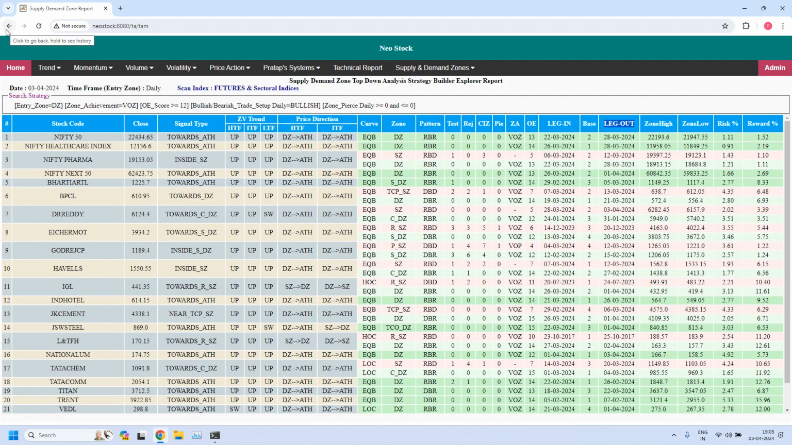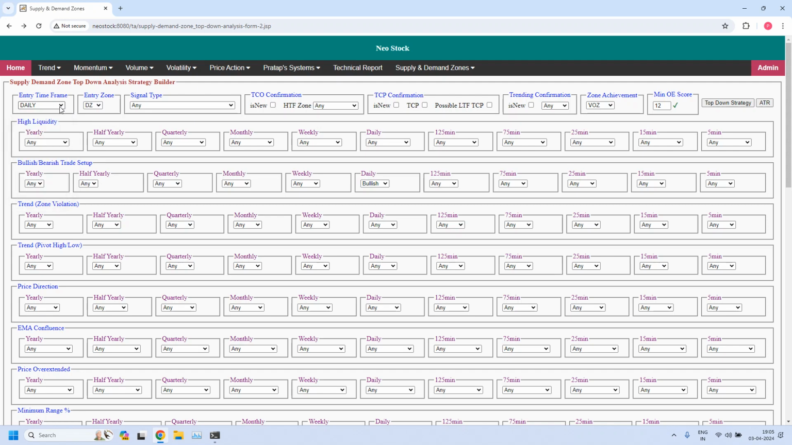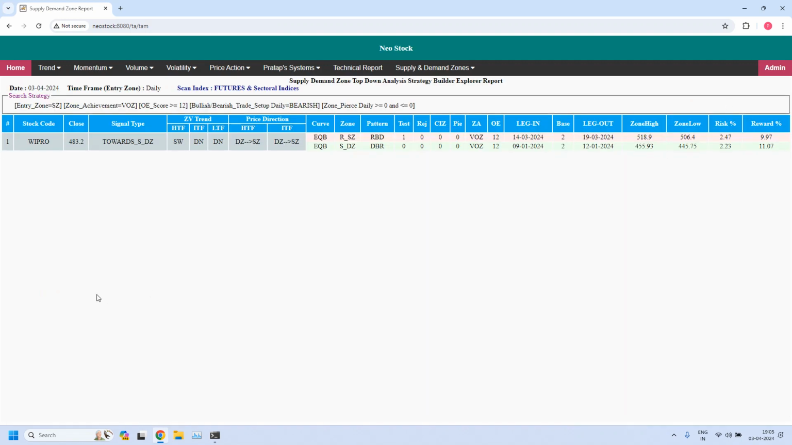Okay, now let me go back. For daily time frame, we are going to generate a bearish trade setup for a monthly income trade. So entry time frame is daily. For bearish trade setup, entry zone should be supply zone. In the bullish or bearish trade setup, in daily time frame, I am selecting the value bearish. The remaining filters we already set previously are still applicable: pierced count, zone achievement and minimum odd enhancer score. Now let me generate the report. So only one stock is filtered.